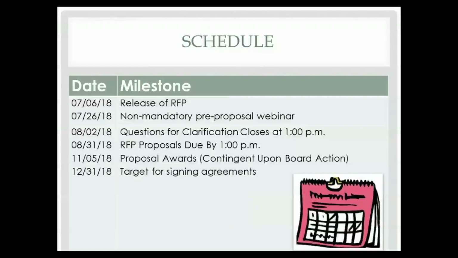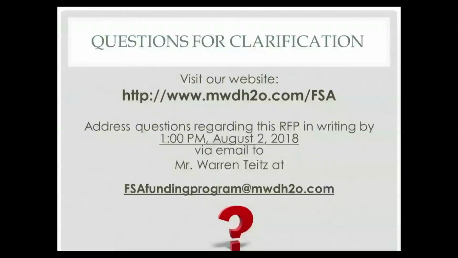Here's the schedule for the RFP. Please note that the last day for questions for clarification will be August 2nd, closing at 1 p.m. The RFP proposal will be due on August 31st, also by 1 p.m. To address questions for clarification, please send them in writing by August 2nd at 1 p.m. to Mr. Warren Heights at the FSA Funding Program at mwdh2o.com. And I'm going to hand it over to Tracy, who will talk more in depth about the proposal content requirements. Tracy? Thank you.